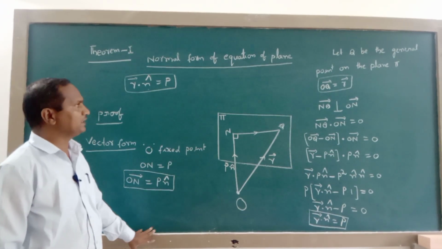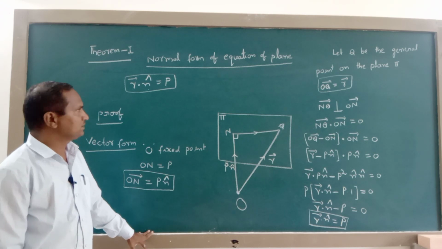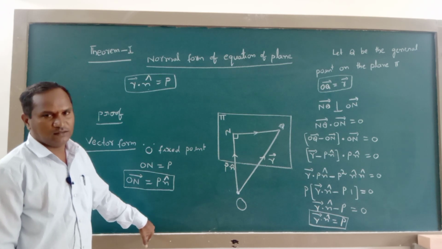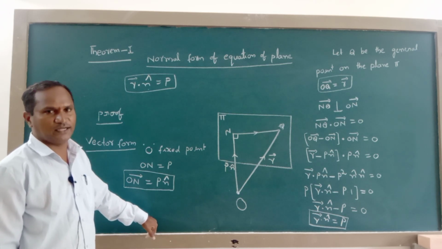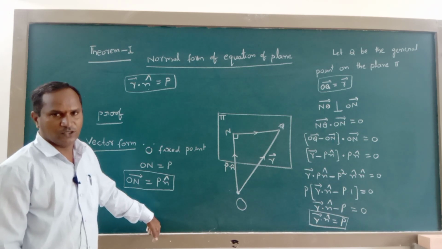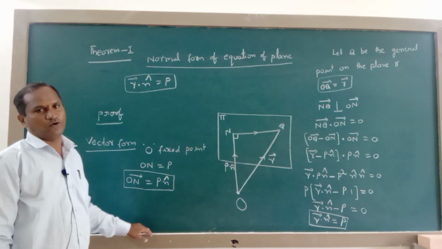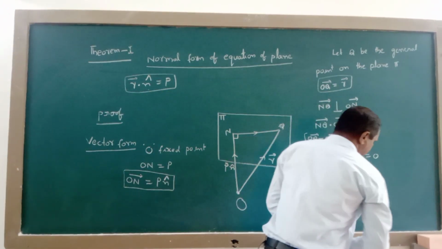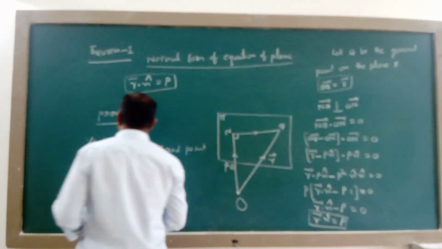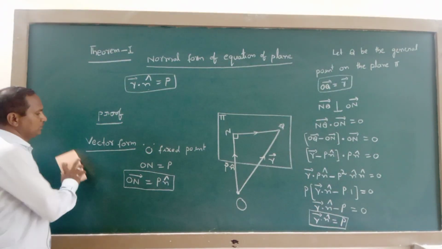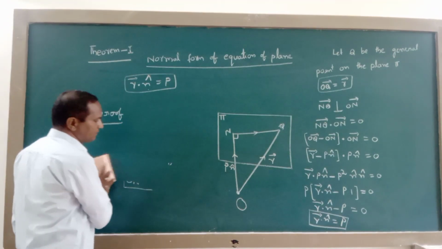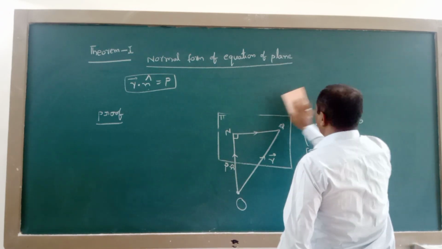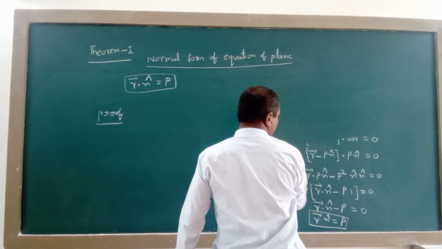This is the procedure to find the equation of a plane in normal form for the vector formation: r vector dot n cap is equal to P, where P is the length of the perpendicular from the origin onto that given plane, and n cap is the unit vector along the normal, that is, ON vector is equal to P n cap. Next, let us discuss how to find the Cartesian form of this normal form.